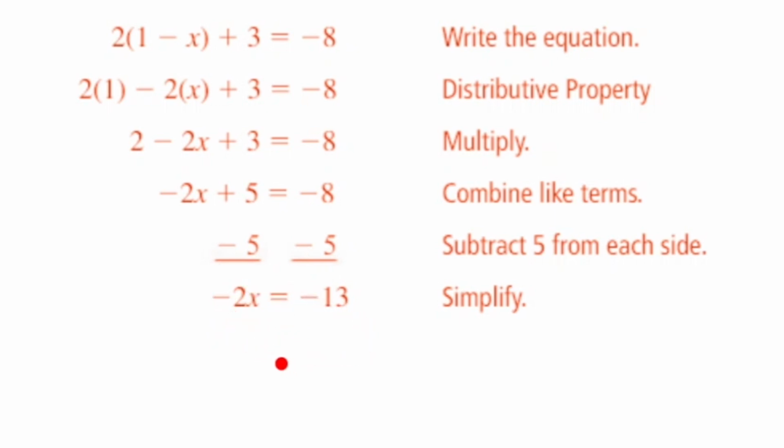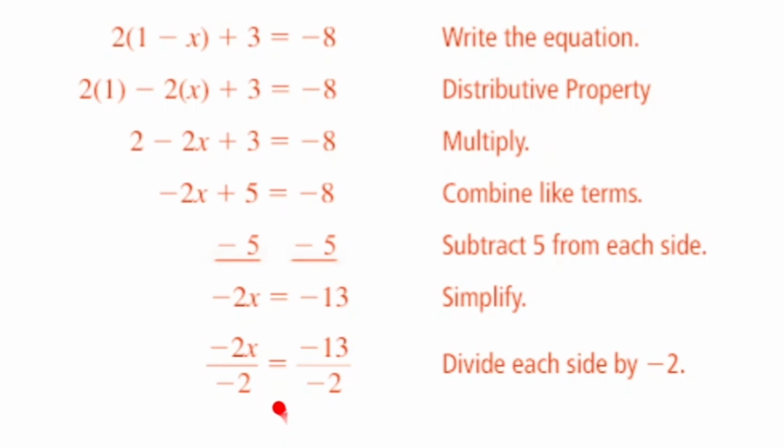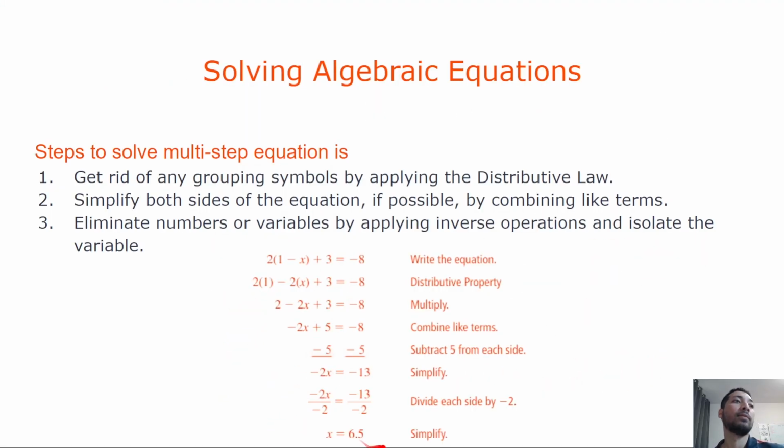Now we need to divide both sides by negative 2. Dividing by negative 2 gives us x equals 6.5. So our answer is x equals 6.5 for this equation.